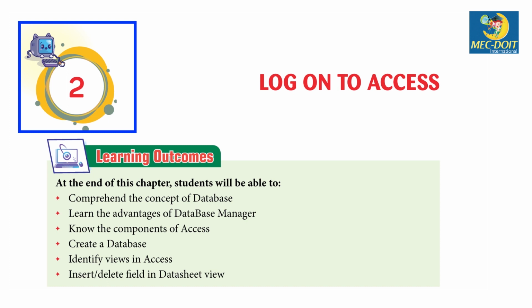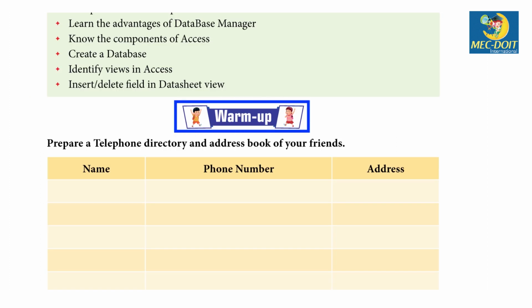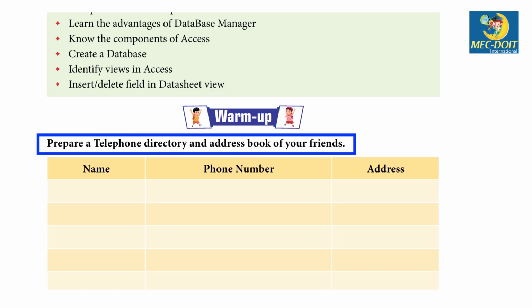Chapter 2. Log on to Access. Learning Outcomes. At the end of this chapter, students will be able to comprehend the concept of database, learn the advantages of database manager, know the components of Access, create a database, identify views in Access, insert, delete field in datasheet view. Warm up. Prepare a telephone directory and address book of your friends.